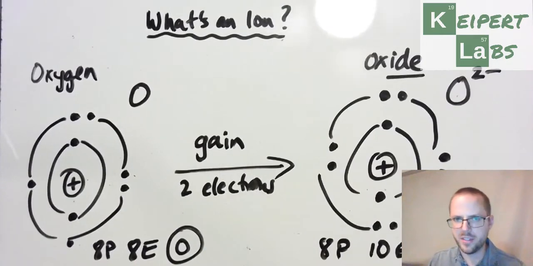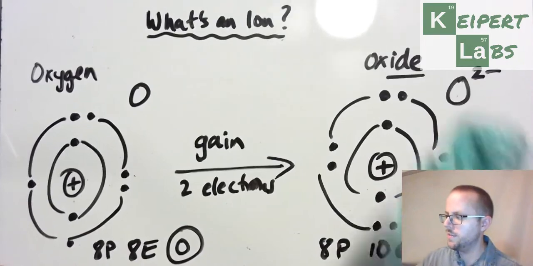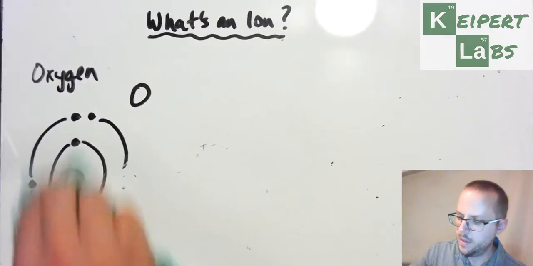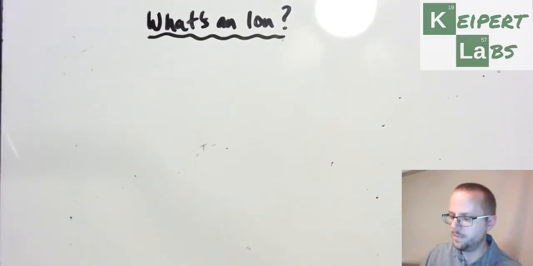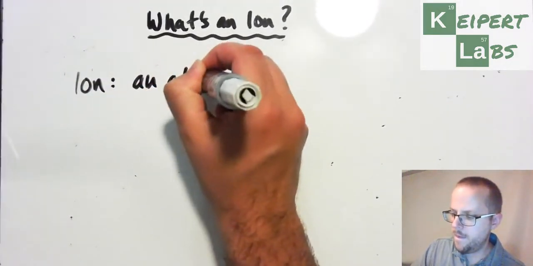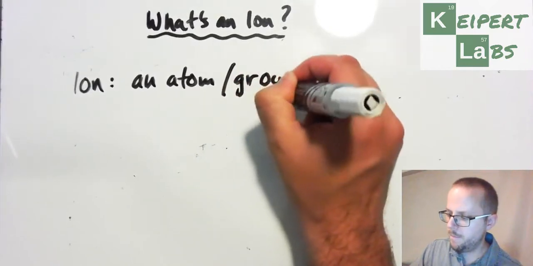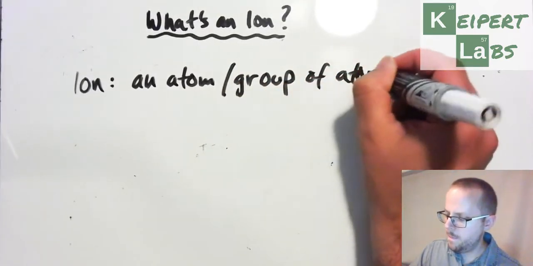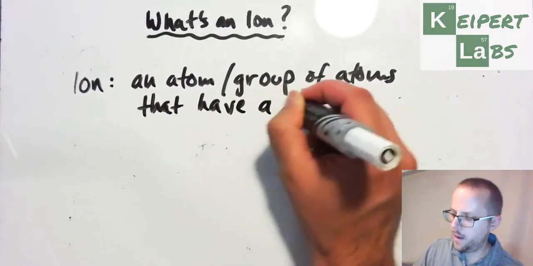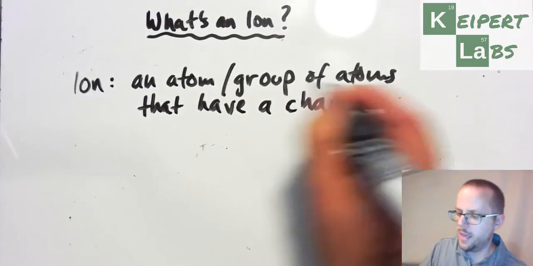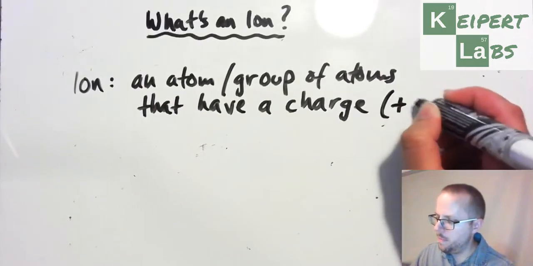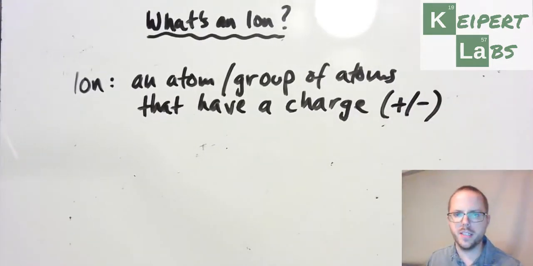Okay, so we've talked about, we're calling it an ion, but let's actually give a bit of definition to try and take something away from this. Okay, so the way that we define an ion is an atom or group of atoms that have a charge. Okay, that's our definition that we're working with. So a single atom or a group of atoms that have a charge. And so that charge may be plus or minus, positive or negative.